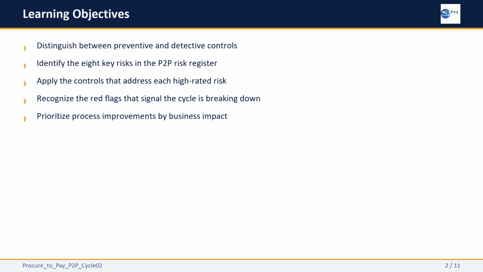By the end of this session, you will be able to distinguish preventive controls, which stop problems from happening, from detective controls, which identify problems after they occur. You will know the 8 risks in the P2P risk register, which are rated high versus medium, and what controls address each one. You will be able to recognize the red flags that appear in practice when the cycle is failing, and you will know which process improvements have the highest impact when a client needs to strengthen their controls.